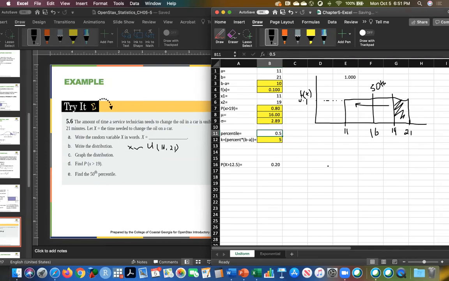So that's going to be the middle point between 11 and 21. So that's going to be the 50th percentile. So half of the distribution goes to the left, half of the distribution goes to the right. Okay. So it has to be the number that defines the middle point. So remember, we also define this as the mean value, right? So that's the indication that we need to follow.